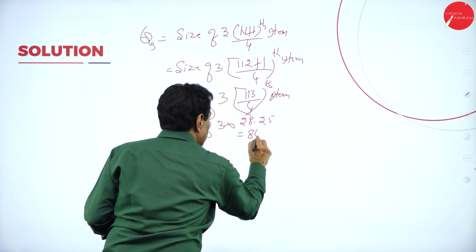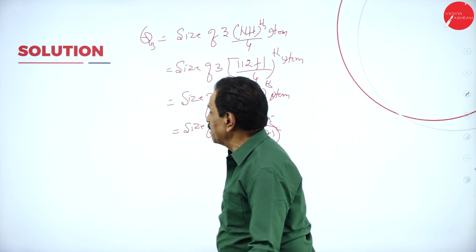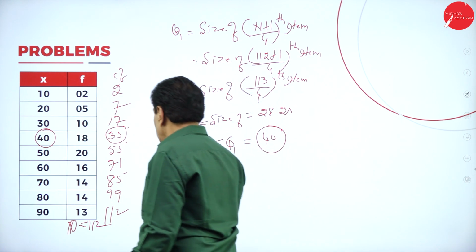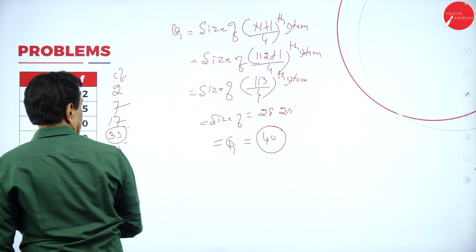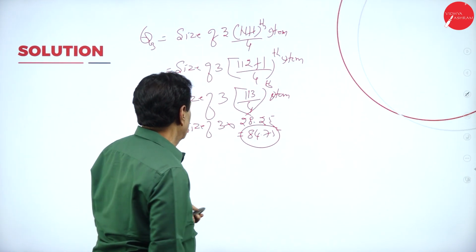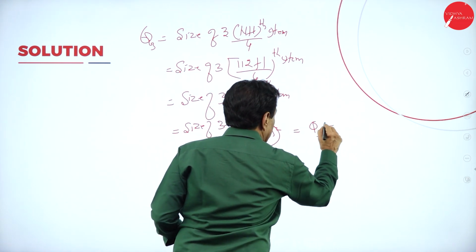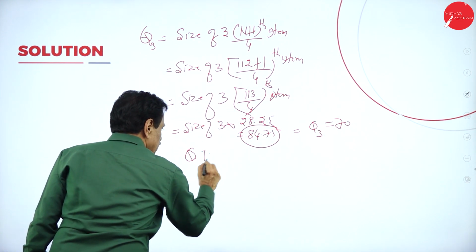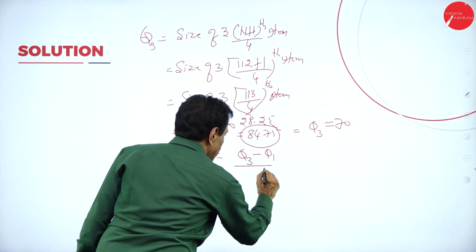84.75. Find 84.75 in CF. 84.75 will come under 85. That is 70. So your Q3 becomes 70. Apply. Quartile deviation is equal to Q3 minus Q1 divided by 2.